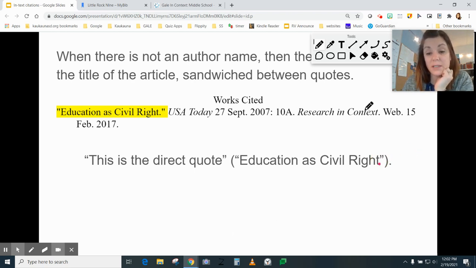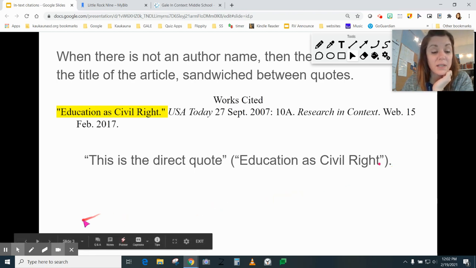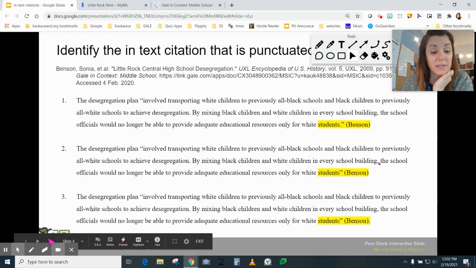"Education is a civil right." Then you have your parentheses, and the period at the end of the sentence. So now we're going to try and see if we can determine correct in-text citations.